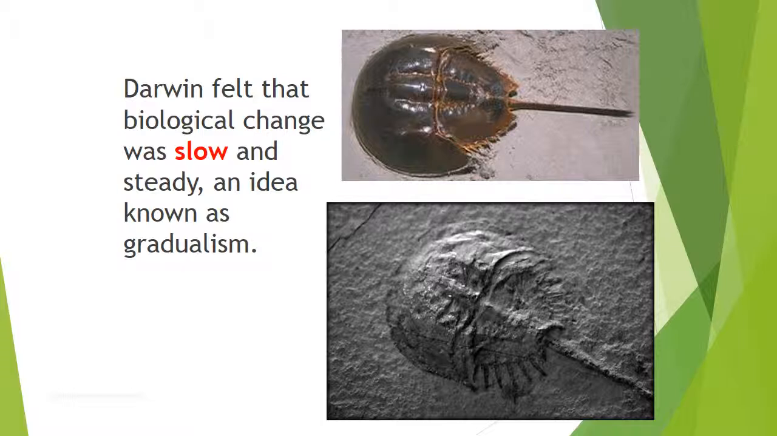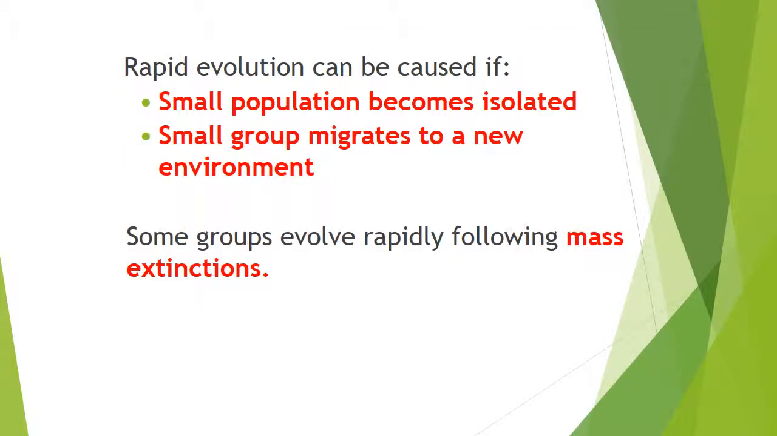So Darwin felt that evolutionary changes would be slow and steady. And if something is slow and steady, that means it changes over time gradually. So he called this gradualism. Gradualism is the slow and steady evolution of an organism. Rapid evolution can be caused if small populations become isolated.